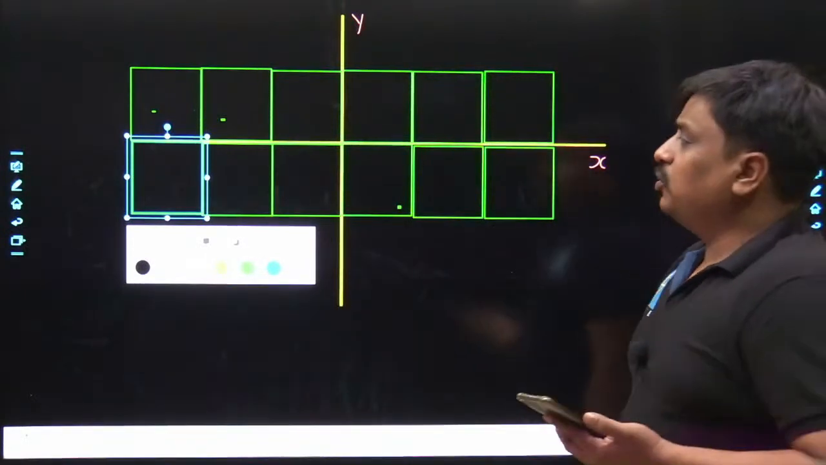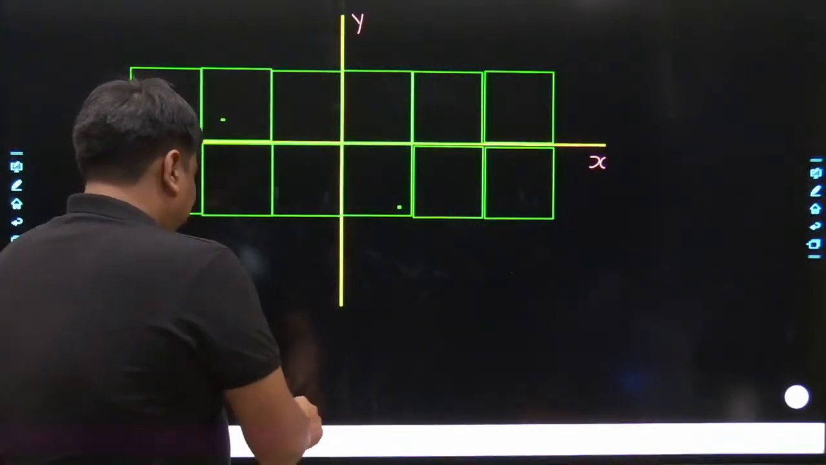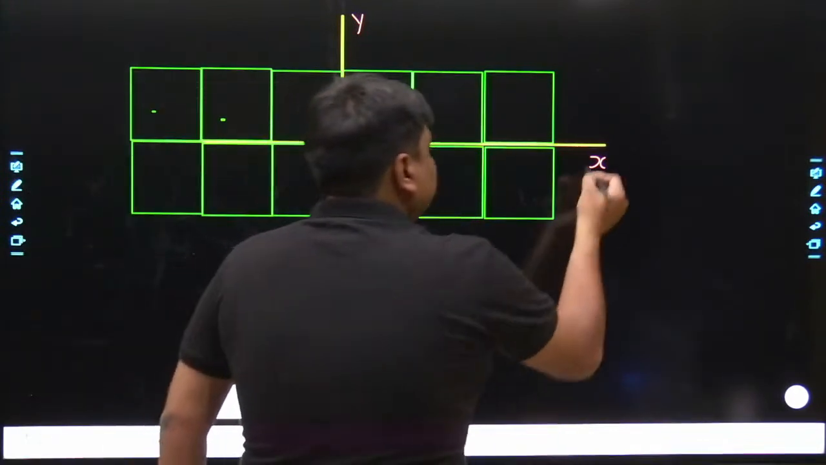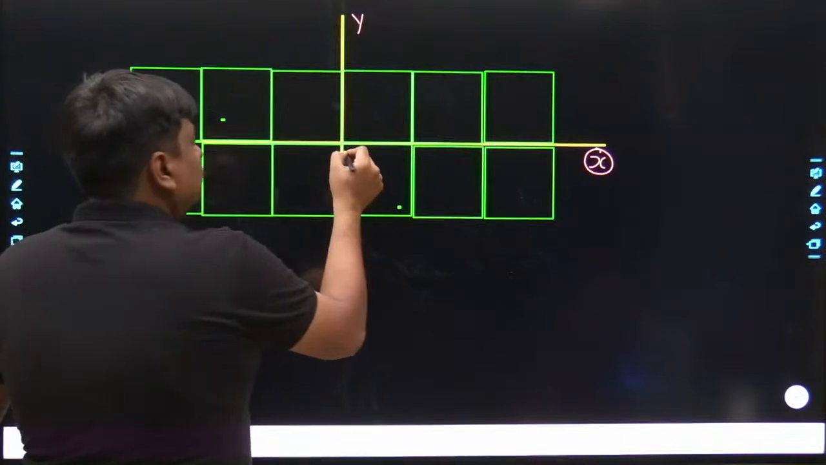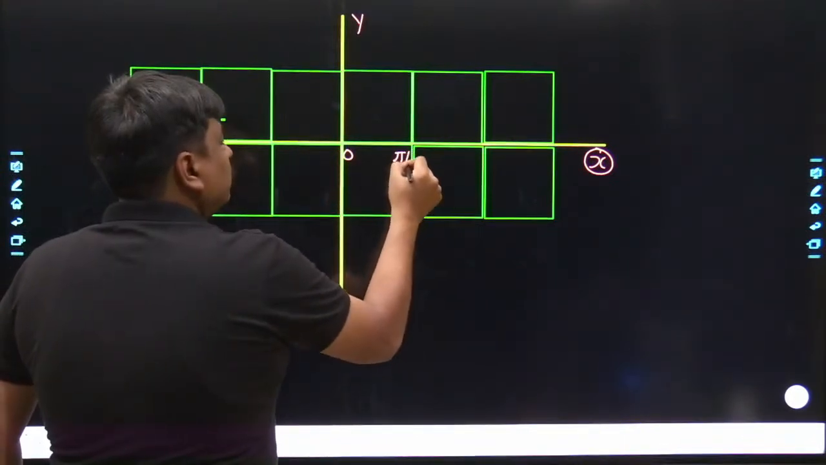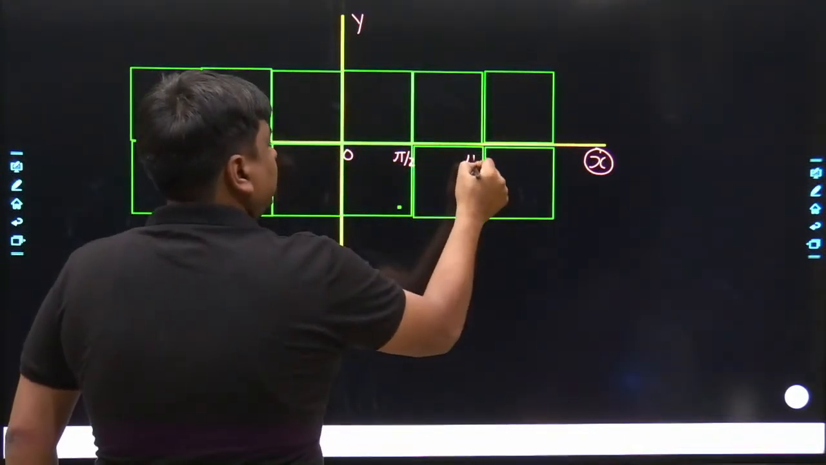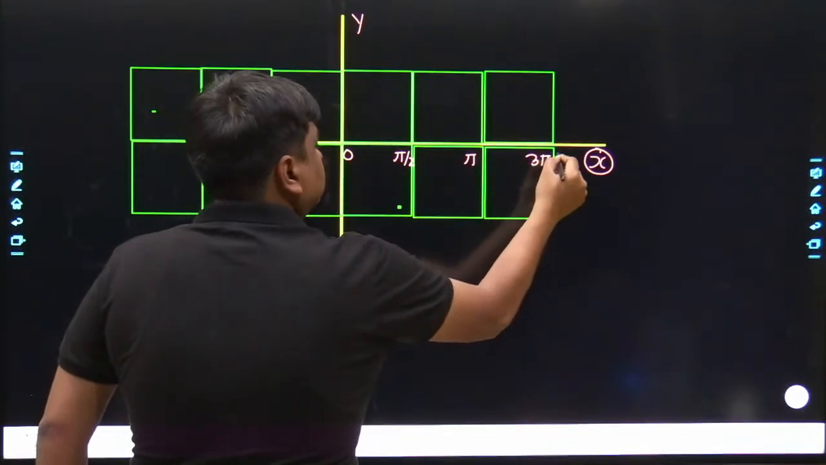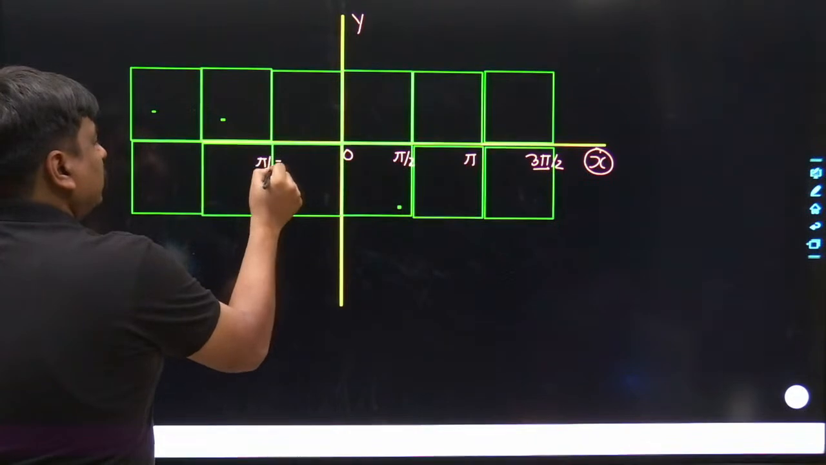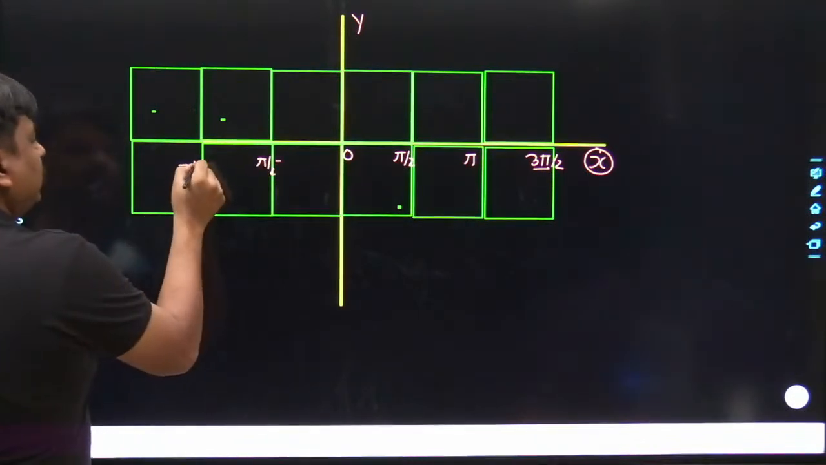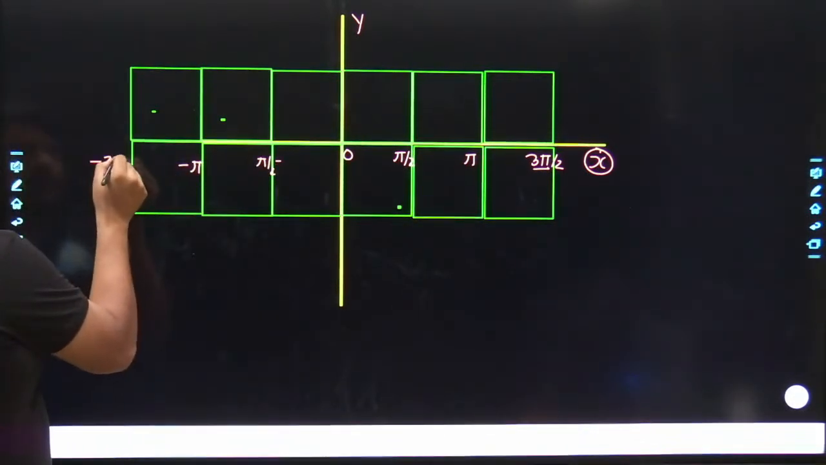Anyways, forget about sine of mod of x, just focus on sine of x first. Do you know how the sine of x curve looks like? For better understanding, I have taken the x-axis dedicated towards radians. Here it is 0 radian, here pi by 2 radian, here pi radian, here 3 pi by 2 radian. Similarly, towards the left hand side it becomes minus pi by 2 radian, then minus pi radian, and here minus 3 pi by 2 radian.